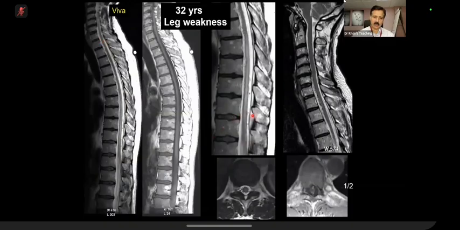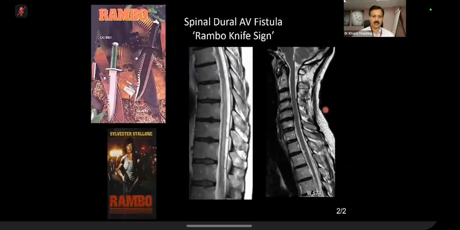Key thing is that look at the anterior surface of the cord. The anterior surface of the cord will give you a serrated outline. This is what I call the Rambo knife sign. This is Mr. Rambo, 1983 movie, and this is a survival knife. And look at the serrated outline to cut trees. So this is the Rambo knife sign. Develop your eyes on this. This is dural AV fistula.